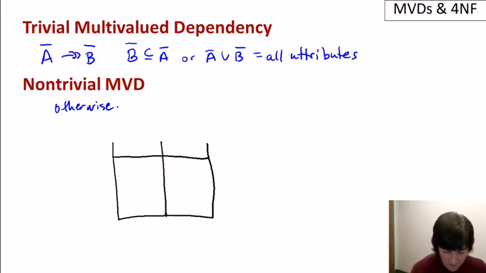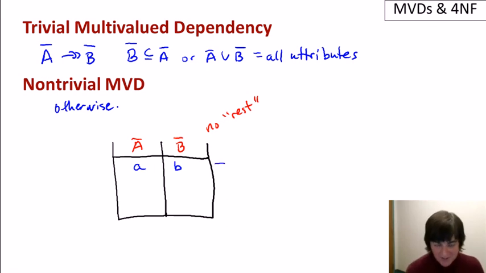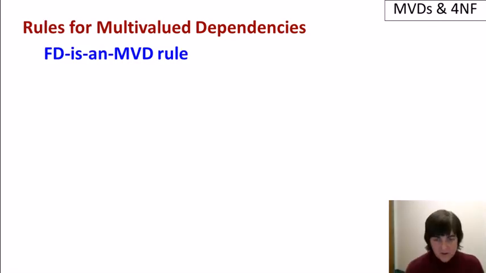For the other case of trivial multi-value dependencies, we have A and B together being all attributes of the relation. So in that case, there's no rest. So clearly, we have every combination of values of A and B and rest because there's no rest to combine with. Like with functional dependencies, there are a whole bunch of rules that hold for multi-value dependencies, and we'll just talk about three of them.